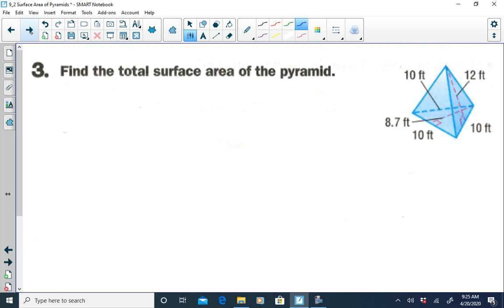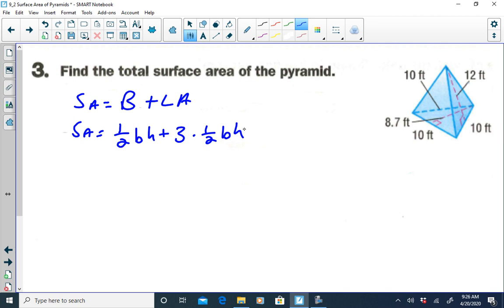Let's try another triangular pyramid. So we start with the formula. Surface area is going to be equal to the base area plus the lateral area. But remember, the base area, because it's a triangular prism, is going to be 1/2 base times height. But then the lateral area, because there are only 3 triangular sides for the lateral area, the area that is not bases, so it's going to be 3 times 1/2 base times height.